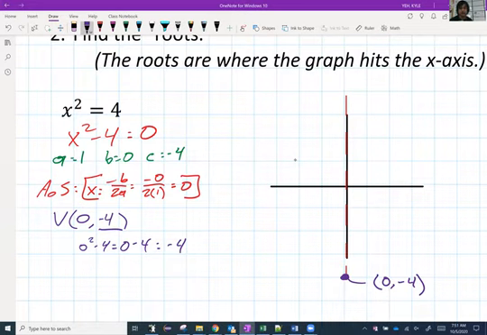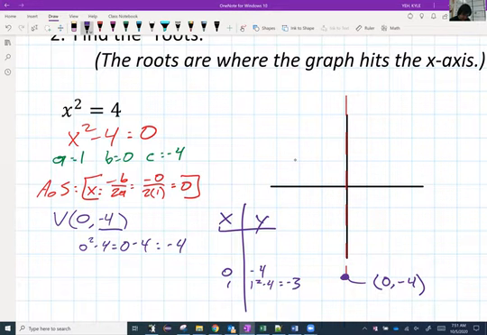There's my vertex. I also know that this opens upwards because I have a positive x squared, right? So I'm going to now just do one of these. 0, I know, is -4, we figured that out. Let's plug in 1. So 1 squared minus 4 is 1 minus 4, so -3. Symmetry. So I know that I can reflect that and say -1 has to be -3 as well.